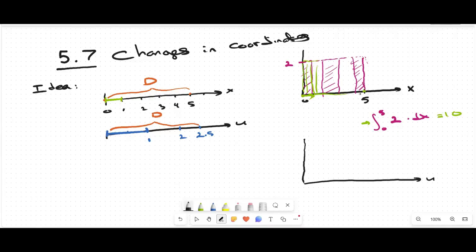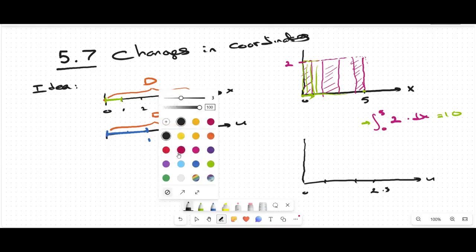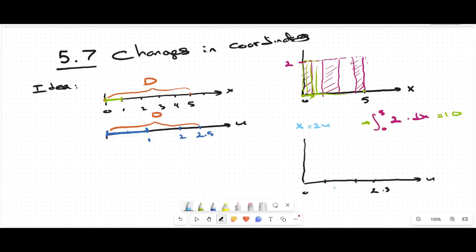Now here's u. U would only move from 0 to 2.5. Is there a way to convert from u to x? X is equal to 2u. Let me write that up to the side more.